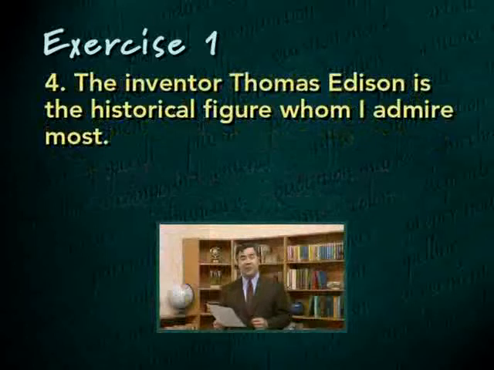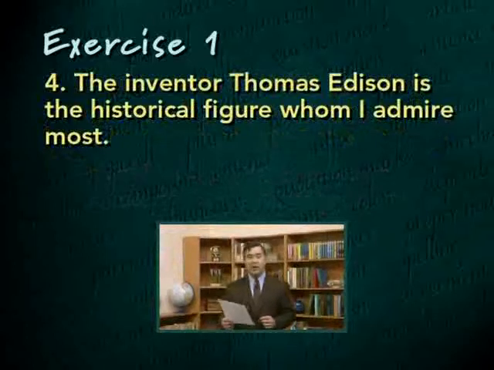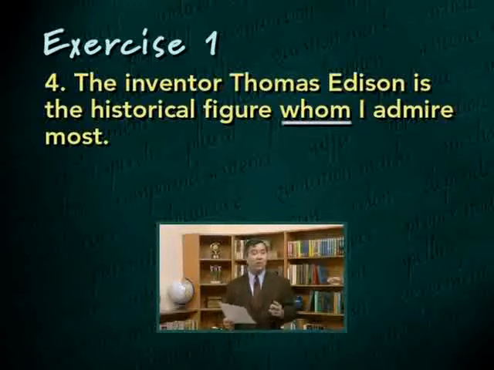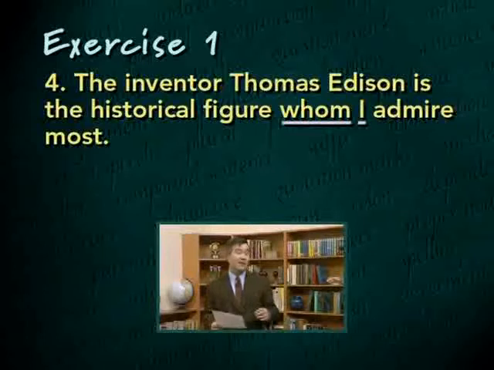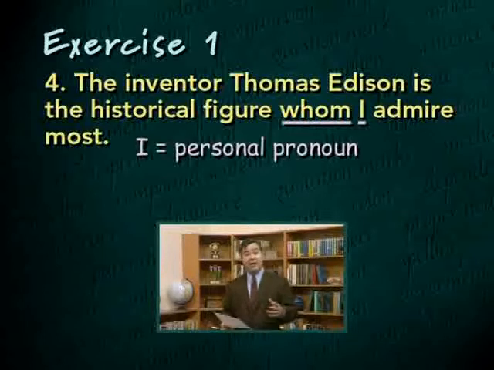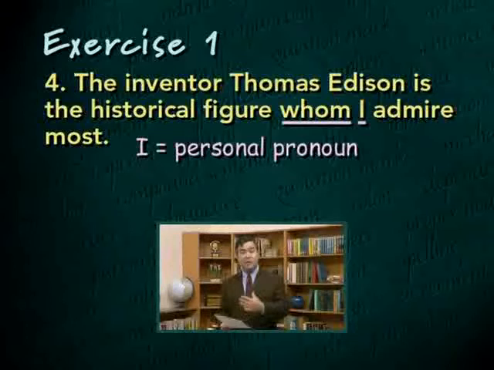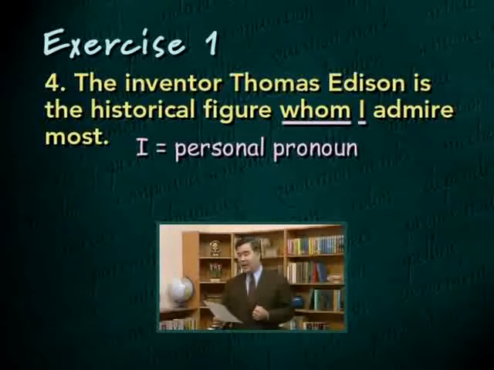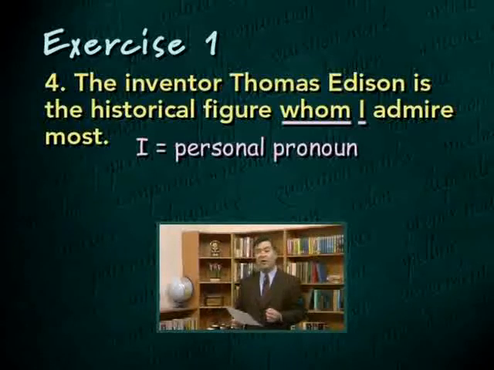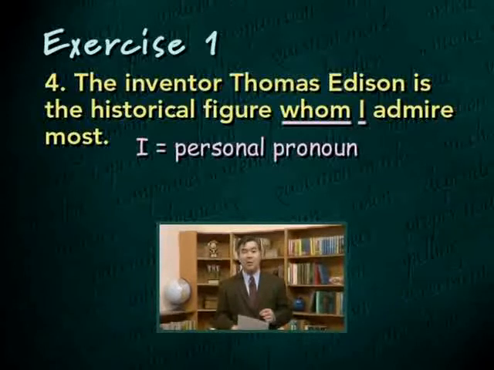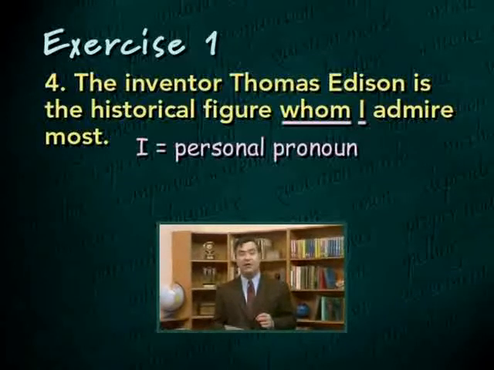Next question. The inventor Thomas Edison is the historical figure whom I admire most. In this sentence, there are two pronouns, whom and I. We'll do I, the easy one, first. That's a personal pronoun. And as we discussed earlier, a personal pronoun may refer to the person speaking. And that's who is being referred to by the personal pronoun I. What about whom? What kind of pronoun is that? Well, we've seen that whom can be used in more than one way. Whom may be used as an interrogative pronoun, and it can also be used as a relative pronoun.